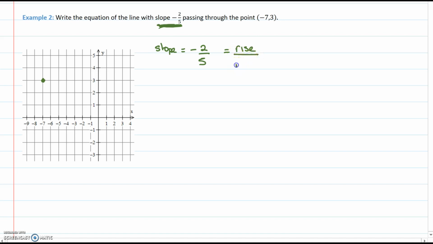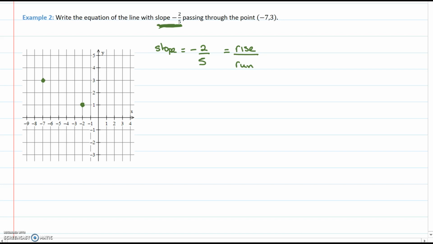Now, that means our rise is negative 2, which means down 2. So from our first point, come down 2 spaces, or 2 rectangles in this case, 1, 2, and then move 5 to the right. So negative 2 over 5. The negative 2 means down 2, and then move 5 to the right. So 1, 2, 3, 4, 5. So there's where our second point is going to be. It's going to be at point negative 2, 1.